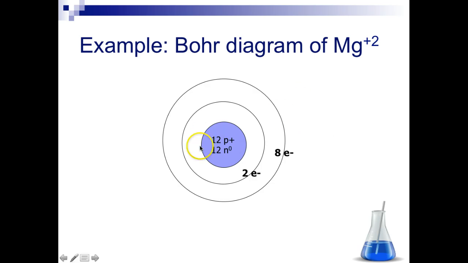Okay? Based on our periodic table, magnesium has 12 protons. The mass is 24, so that means it has 12 neutrons. It has 2 electrons in the first energy level, and it has 8 electrons in the second energy level. It should have 12 electrons, but this is an ion, so it's going to be different.